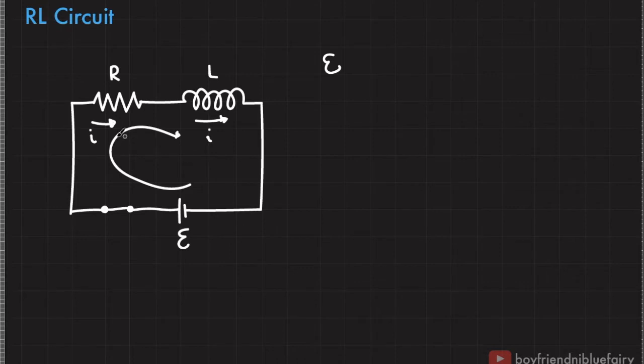when our imaginary loop passes through this resistor, it results in a potential drop. And finally, when our loop reaches this inductor, this is actually negative L di over dt. Then closing the loop, this is equal to 0.